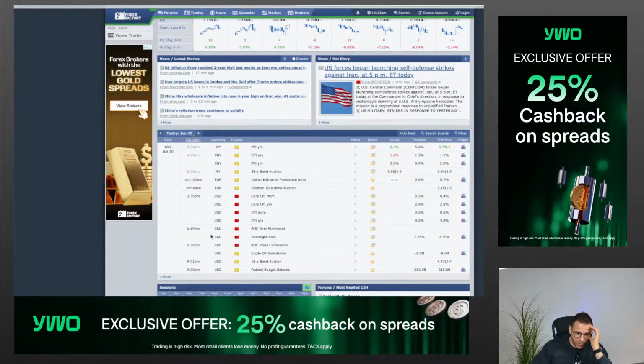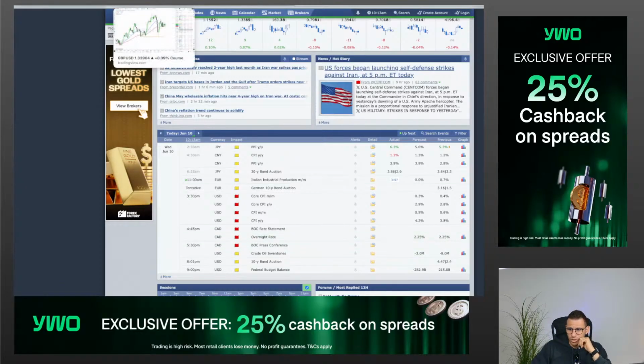And after, we're going to have the Canadian dollar reflecting their interest rate decision in Canada. 2.25% is about to remain the same as their new interest rate.